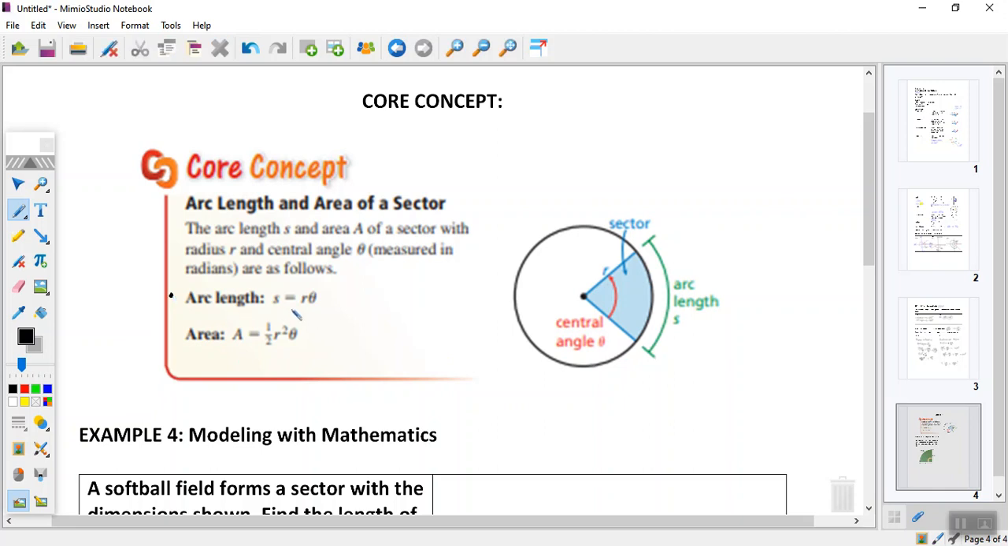But sometimes we'd like to know the length of a curve right here at times. And one of those things that we're trying to find sometimes is called arc length. Right here it says the arc length, defined as S, is equal to R times what? Theta. Theta is going to be my central angle measure. Theta is actually right in here for you. All right.